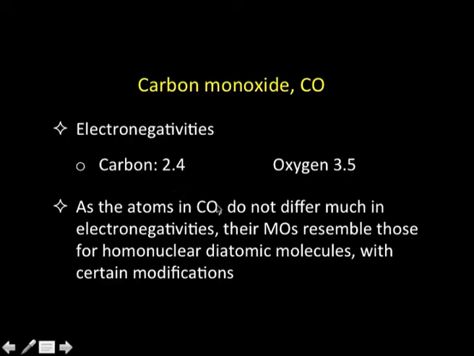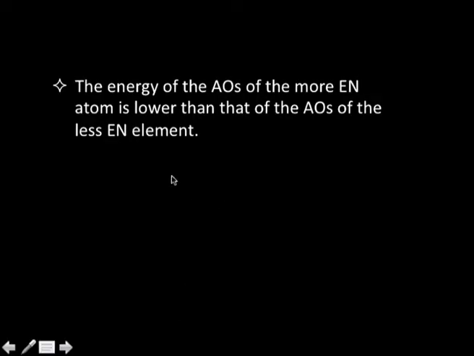Now again, we will go through the same set of exercise here. That is, in this case, since the atoms in carbon monoxide do not differ much in their electronegativity, their molecular orbitals resemble those of homonuclear diatomic molecules with certain modifications there. But in this case, the modifications are more significant than what we had in case of NO, because in NO the electronegativities were not very far. In this case, electronegativities are different there, thereby the difference in energy will be more, the extent of interaction will be lesser there.